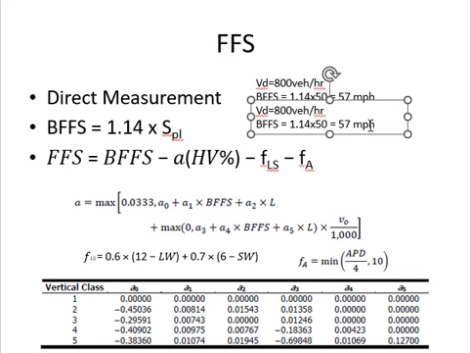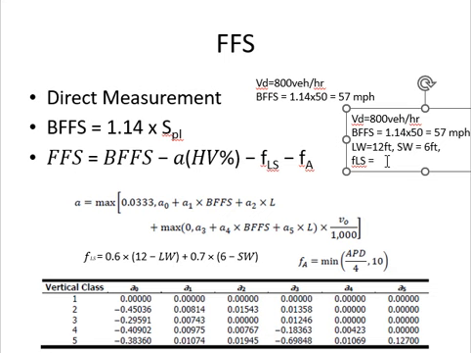Factor for lane and shoulder width. How much was the lane width? Somebody open the question. 12? 12 feet lane width. Shoulder width? 6? Okay, what else do I need? Give me the factor for lane and shoulder width. Zero, right? All factors are zero. Very good.